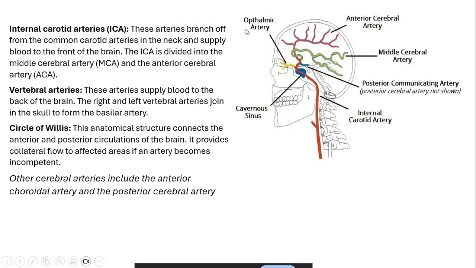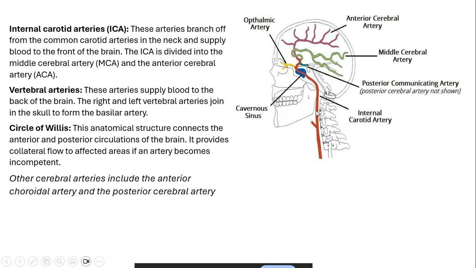As you can see, this is the ophthalmic artery providing blood supply to this area, because it helps in seeing, right? Anterior cerebral artery. This is the anterior cerebral artery. This is the middle cerebral artery. This is the posterior communicating artery. Posterior cerebral artery is not shown, but this particular artery is posterior communicating artery, which means it communicates with all this area.